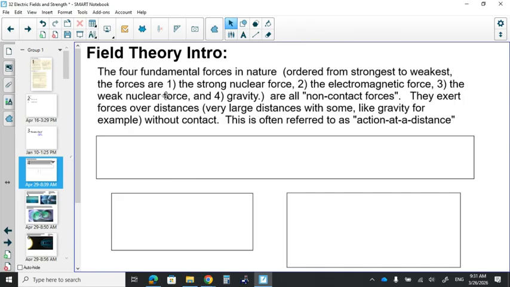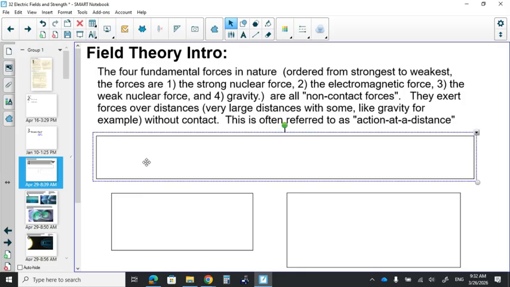The four fundamental forces in nature. You may have heard about them already, but I'm going to run through some things here. From strongest to weakest is the strong nuclear force, the electromagnetic force, and then the weak nuclear, and then gravity. And they're all what we call non-contact forces. And so that's what we're talking about: how does a force exert without contact, right? So they exert over distances, very large distances in some cases, like gravity. And so that's referred to as action at a distance.